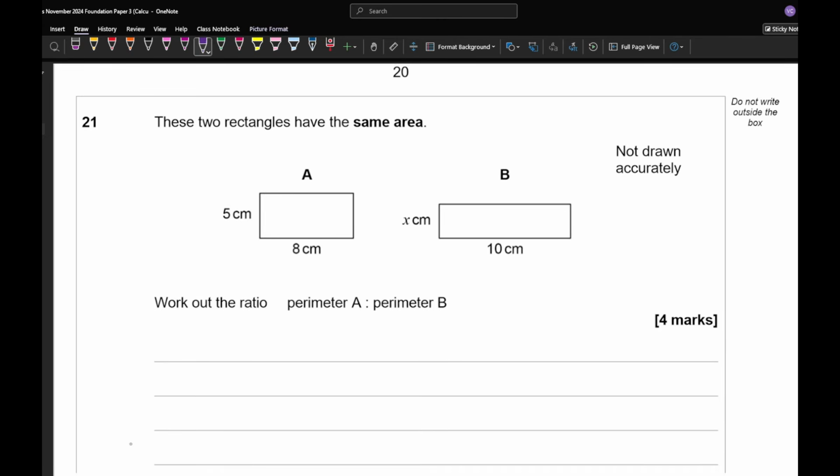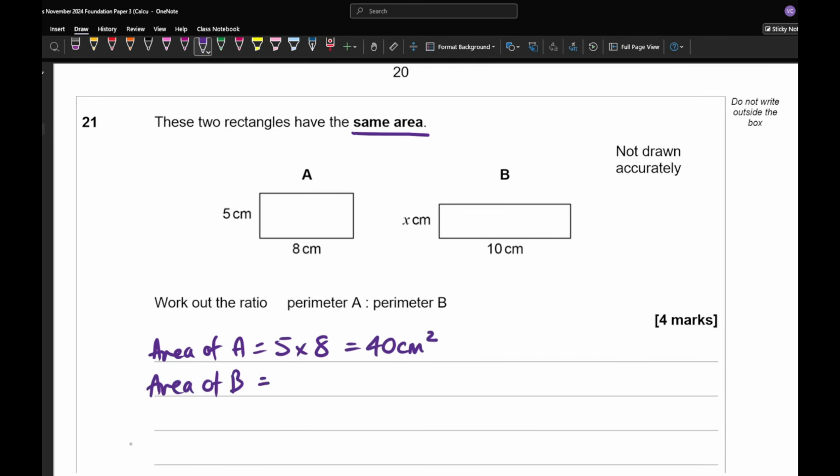So here it's got the same area. The area of A is going to be 5 times 8, which is 40 centimeters squared. So that means the area of B, X times 10, is also going to equal 40. If I divide by 10, I work out that X is going to equal 4 centimeters.